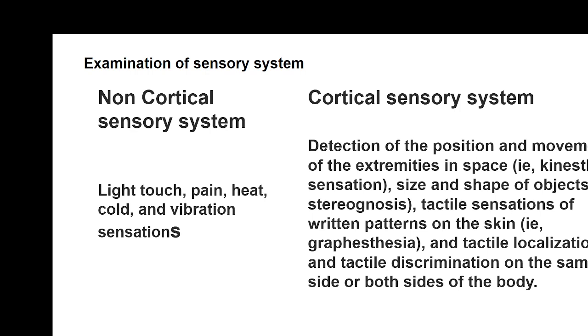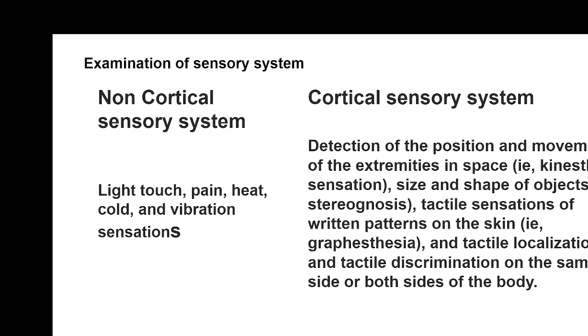Acute sensations, where the person would produce an immediate response, are the non-cortical sensations, which are light touch, heat and cold. Vibration sensation is also categorized as non-cortical, whereas the cortical sensations are like the kinesthetic sensation or position in space, size and shape of the object, or tactile sensations. That's when you make a pattern over the skin surface and it's felt. It's also called graphesthesia, or two-point discrimination sensations.